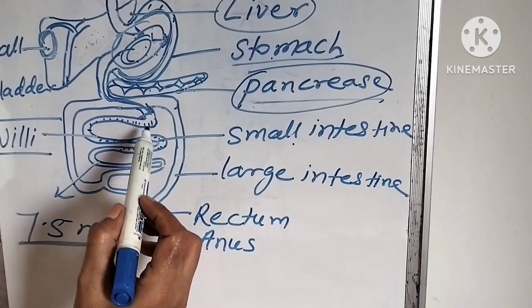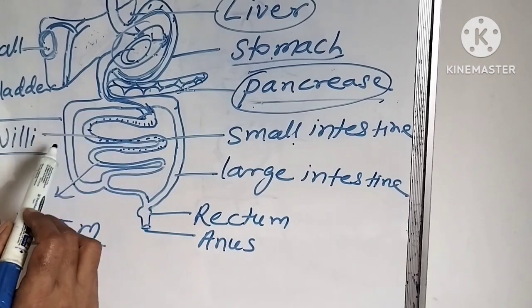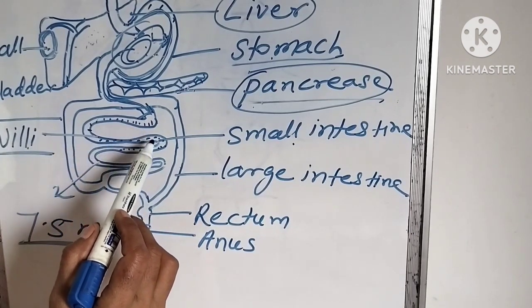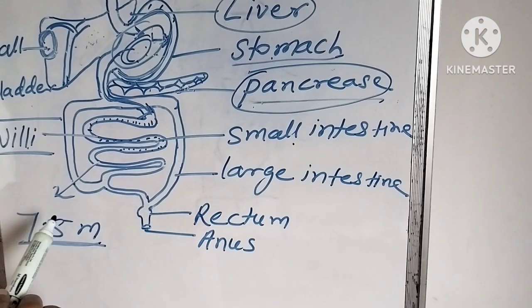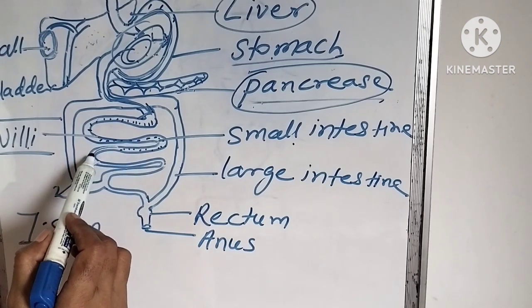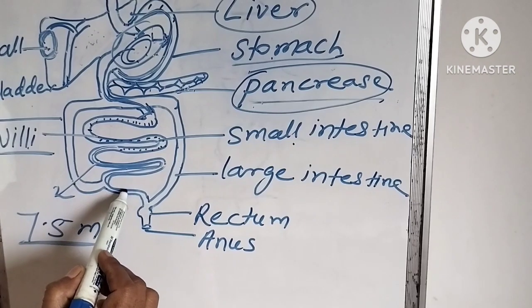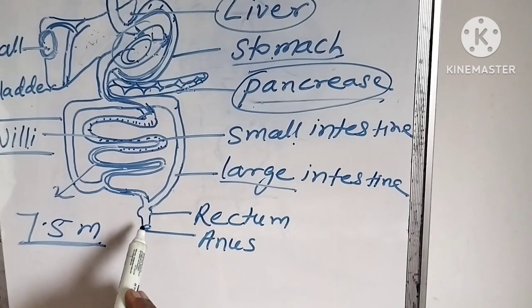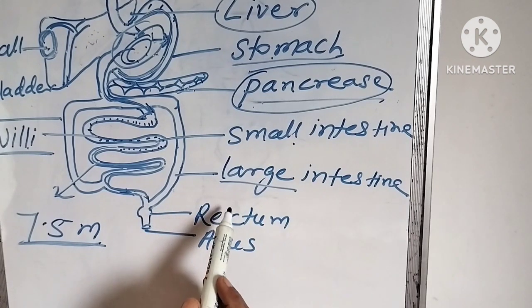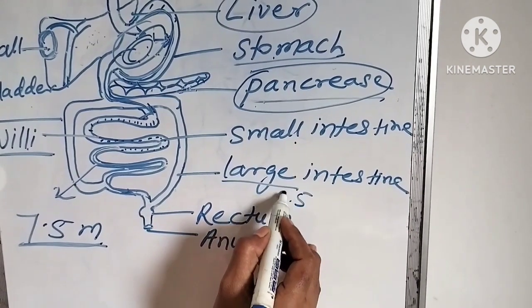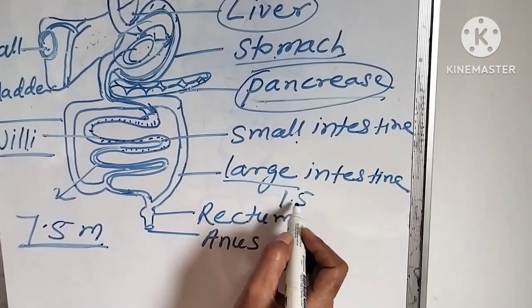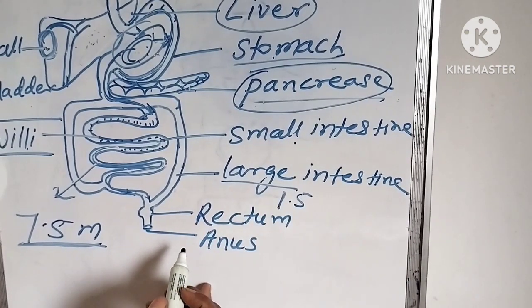Inside the small intestine there are small finger-like projections known as villi, and these villi help to absorb the nutrients present in the food. After that, gradually, slowly, this food is pushed into the large intestine. The large intestine is wider and shorter than the small intestine. It is about 1.5 meters long. The small intestine is 7.5 meters long, and the large intestine is 1.5 meters long. Its function is to absorb water and some salt from the undigested food material.